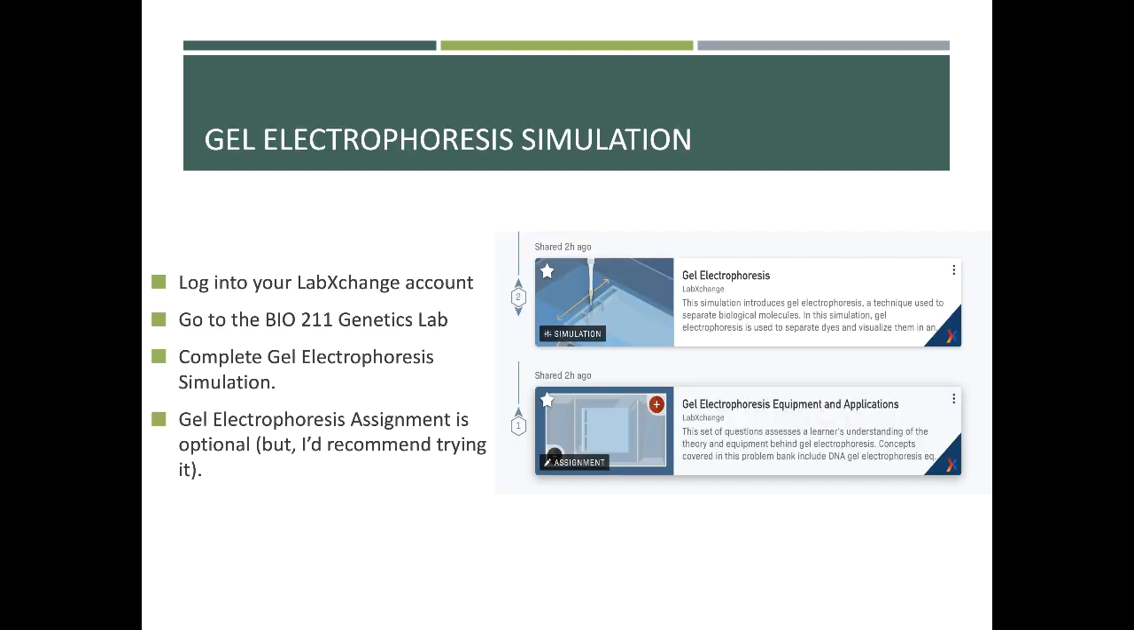So since you can't run a gel, what I want you to do is go to Lab Exchange. So go ahead and sign into that account, go to the Biology 211 Genetics Lab, and run this simulation. I think it's pretty good as far as simulations go.